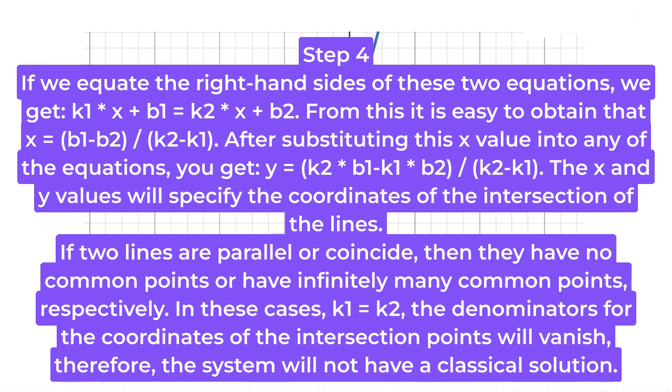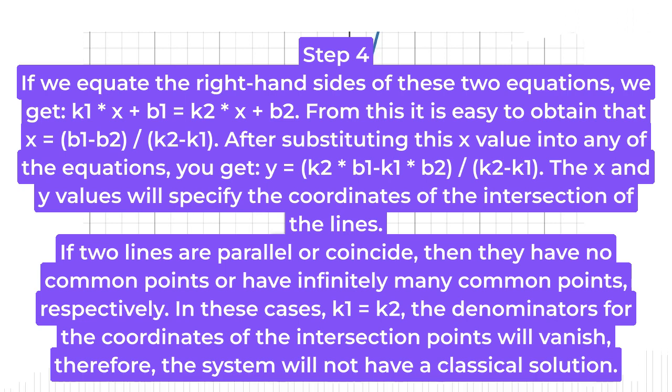Step 4. If we equate the right-hand sides of these two equations, we get k1 * x plus b1 equals k2 * x plus b2. From this it is easy to obtain that x equals (b1 - b2)/(k2 - k1). After substituting this x value into any of the equations, you get y equals (k2 * b1 - k1 * b2)/(k2 - k1). The x and y values will specify the coordinates of the intersection of the lines.